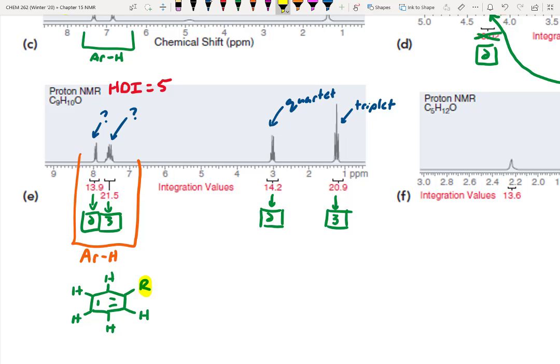All right, now over on the right-hand side, we've got a quartet that's integrated to 2 and a triplet that's integrated to 3. What do you think this could be? Well, let's think about it this way. What's a good group that reliably integrates to 3? CH3, right? So a methyl group always integrates to 3 because it's got 3 protons, right? However, it's a triplet, which implies that its next door neighbor must have how many protons attached? 2.